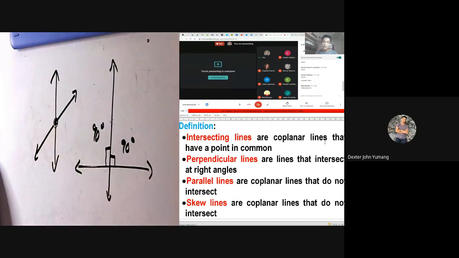When you say parallel lines, these are lines that do not intersect. So later, bigay ko ang example. Ang hina talaga ng internet ko, class, promise.